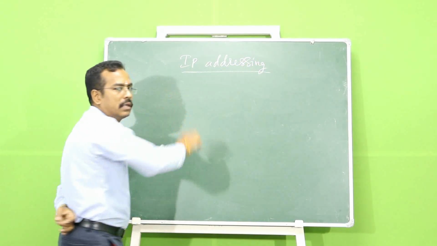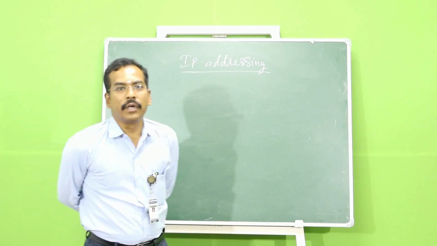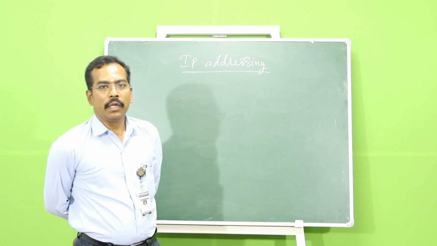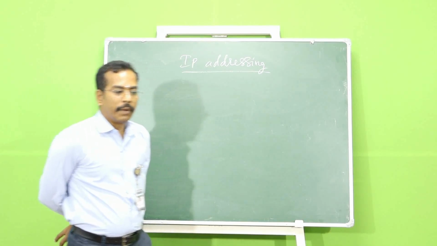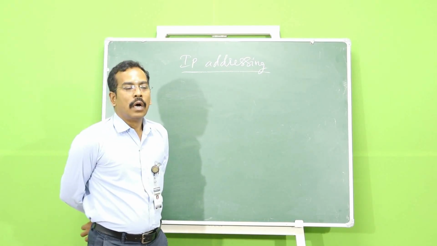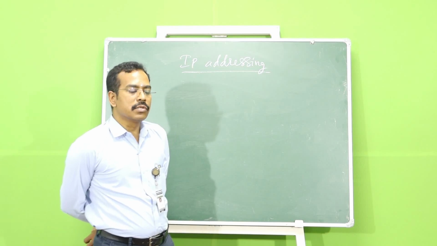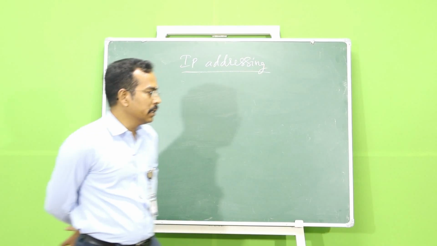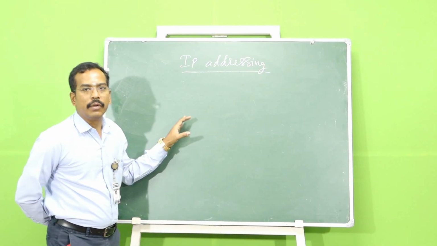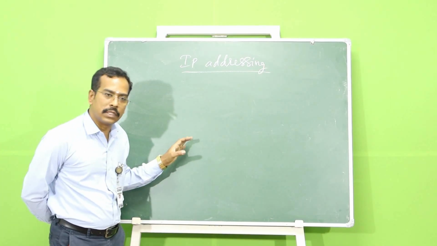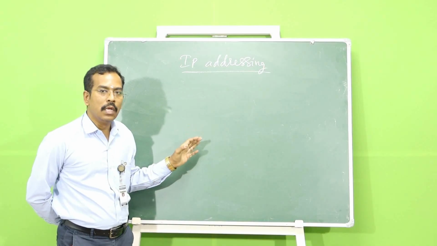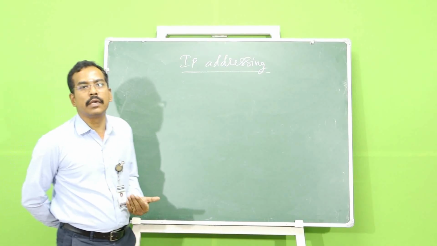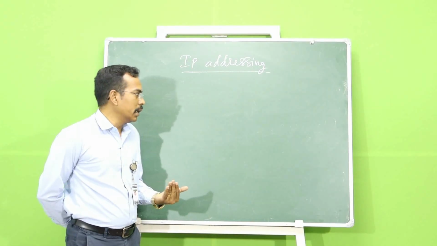So what do you mean by addressing? In case of an organization, each and every employee will be given an ID, right? So the purpose of giving an ID is to identify the person, right? In case of a student in a college, the student will be given a register number. Likewise, when we are connecting a system, like a desktop or a node, into a network, we have to assign an address for each and every system so that we can do the communication, right?